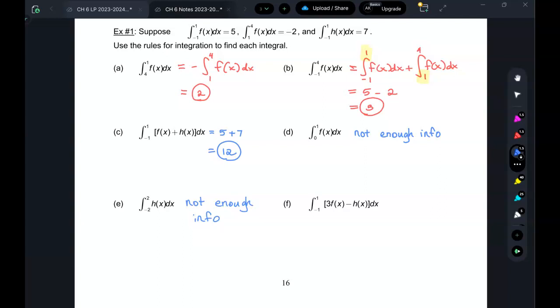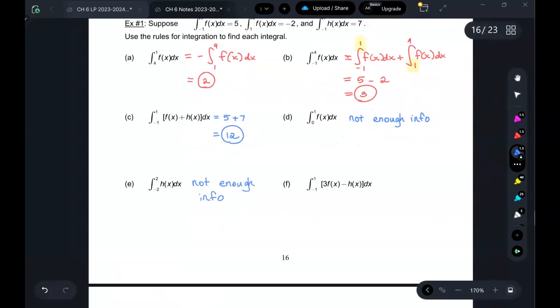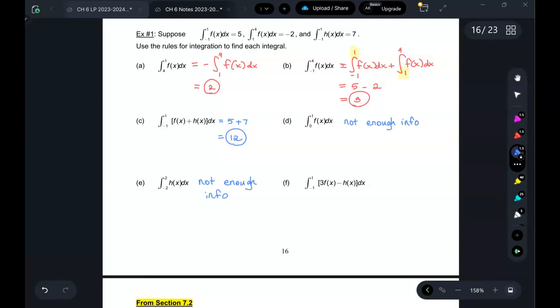Okay, and then the last one, what can we do? 3. So the 3, it would be 3 times 5 minus 7. Okay, good. Questions?